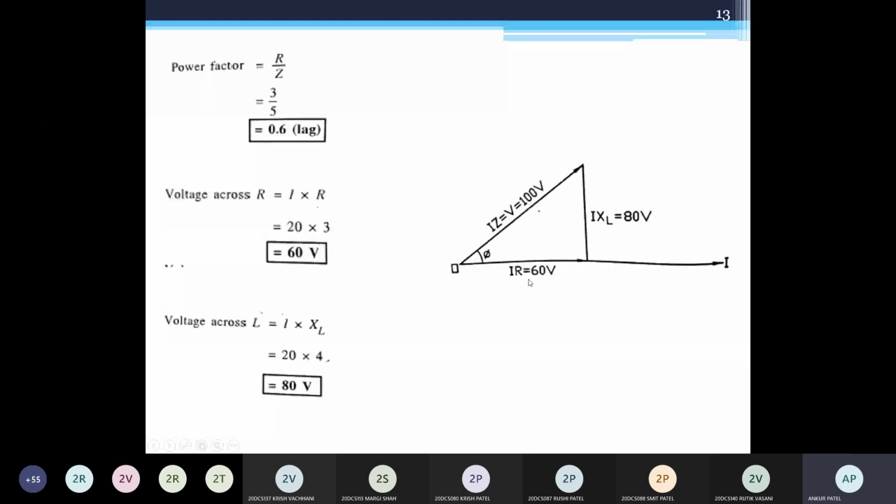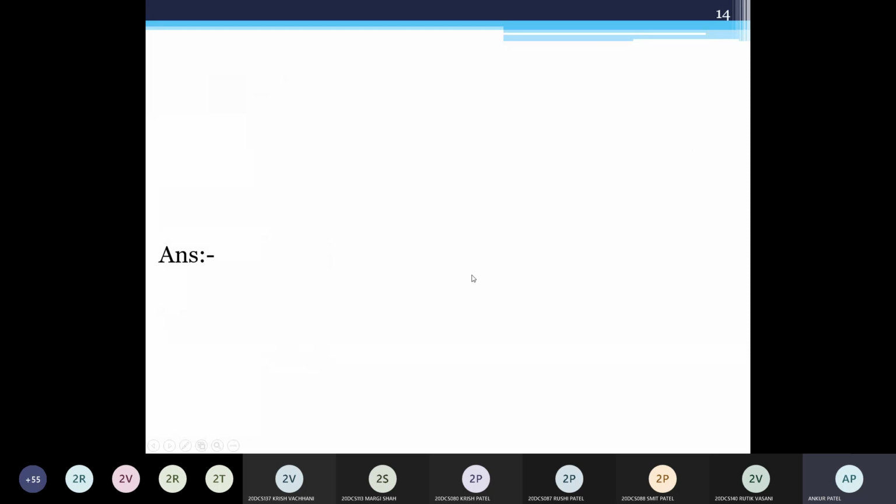So we know this is your VR, that is IR, 60 volt. VL, that is I into XL, is 80 volt. And this is V, that is I into Z, which is 100 volt. So do this example by yourself.